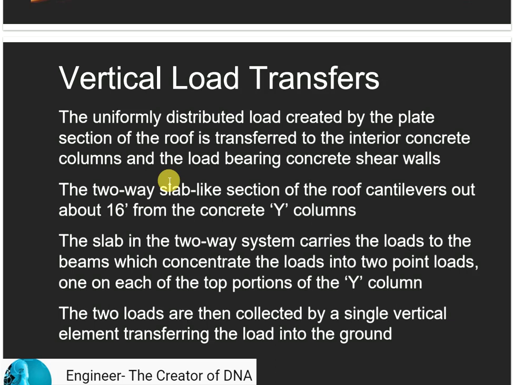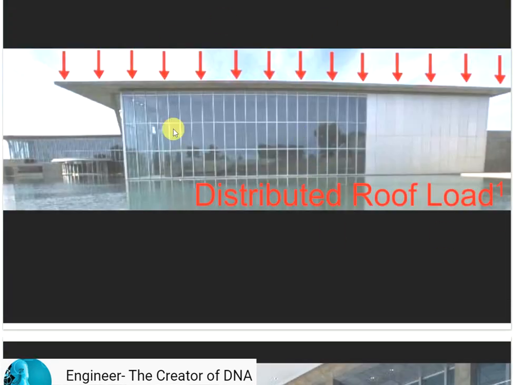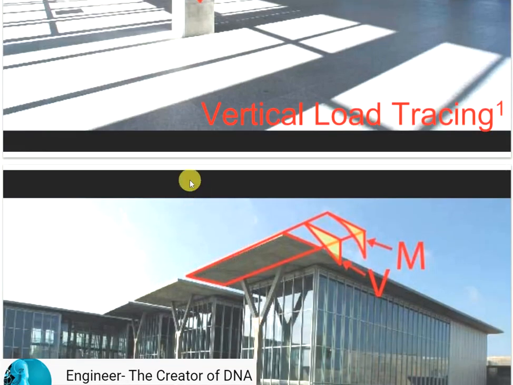As I said previously, the slab will be in the two-way system. It carries the point load in the left side and right side column, and a point transfers to a single column. So they have a single vertical element transferring the load into the ground. Now you can see the distributed roof load, how the distribution happened here. This is the cantilever, the load distribution will be like this, and how the load will be transferred from the roof to the column, and then through the column back to the foundation.